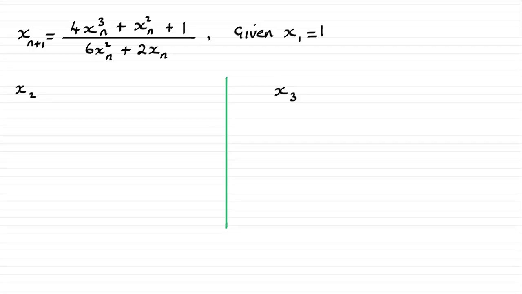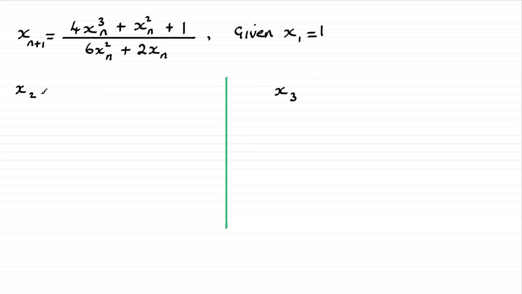Okay, so a very straightforward part to this question where we've got our iterative equation and we're given that the first approximation to our root, x1, is 1. And we've got to find out the second approximation and the third approximation.